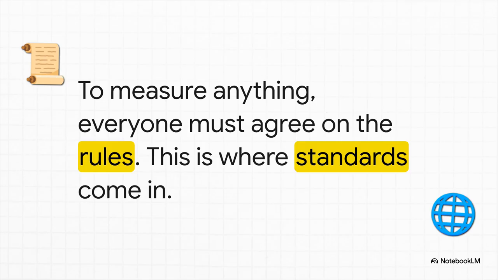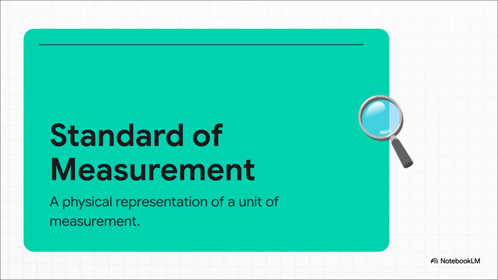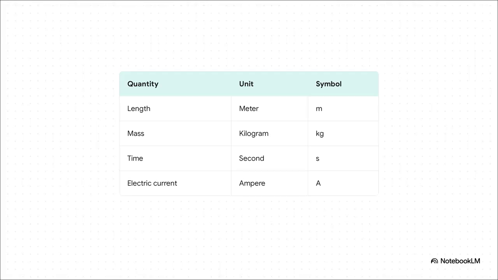First things first. To measure anything, we all have to be playing by the same rules. That's where standards come in. They turn an idea like kilogram or ampere into something real. And these basic units, they're like the alphabet for the universal language of engineering.